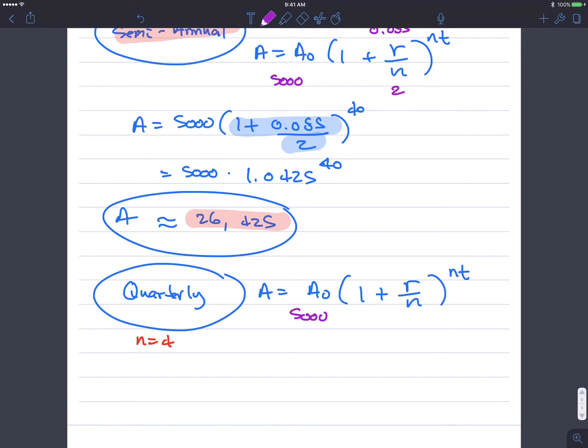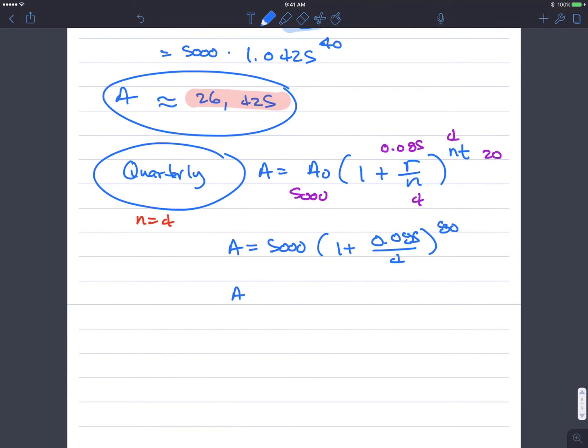Here's 5,000. And then my rate again was 0.085. Again, here is 4. And then what's my time now? 20. Is that true? 5,000 times 1 plus 0.085 over 4, to the power 4 times 20, which is 80. We want to know what this base really is. So my base is going to be 1 plus 0.085 divided by 4. It's 1.02125 to the 80th power.